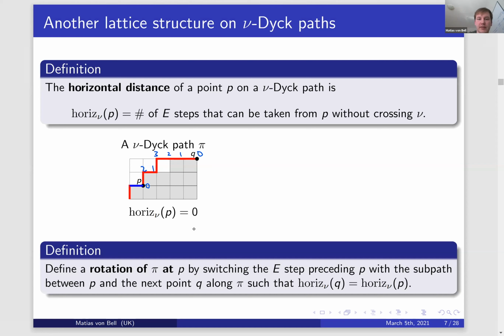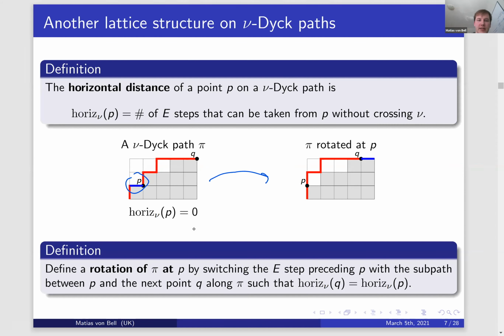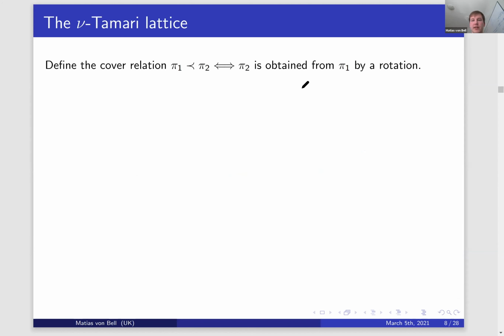And so the next point along this path that has the same horizontal distance as P is Q over here. What this rotation does is take the e-step preceding the point P and put it at the end of this subpath in between. This is called a rotation on a nu-Dyck path, and this rotation induces a cover relation. We obtain one path from another by rotation.